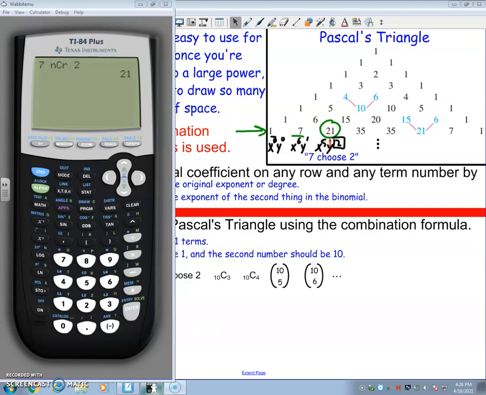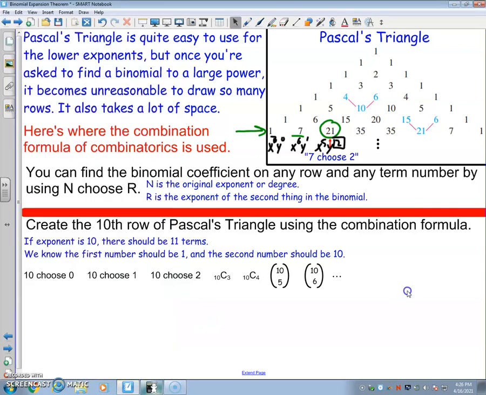So using this idea, we're going to figure out the 10th row on Pascal's triangle. So that means the exponent's going to be 10. There should be 11 terms. And the first number should be 1, the second number should be 10 because it matches the exponent.